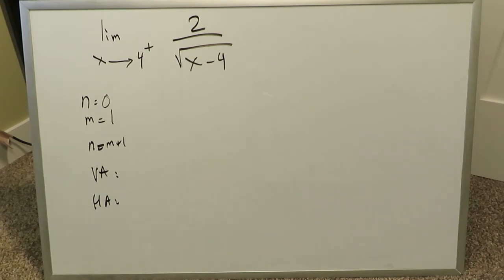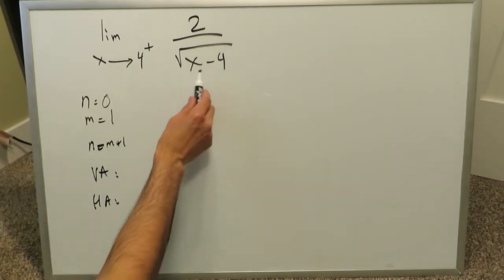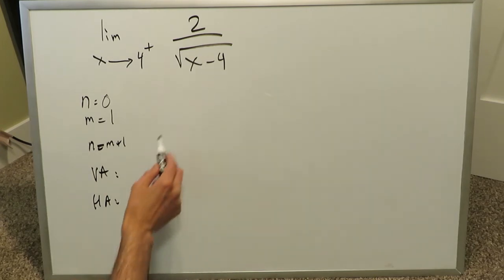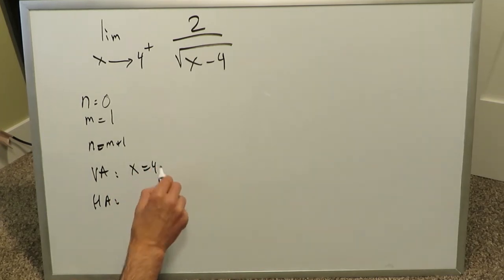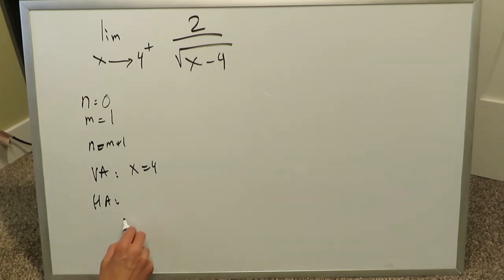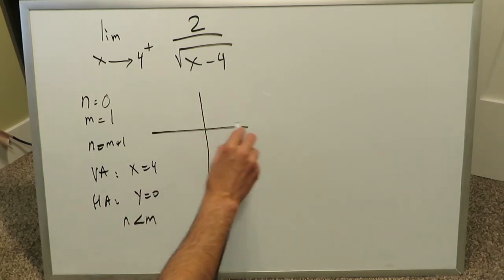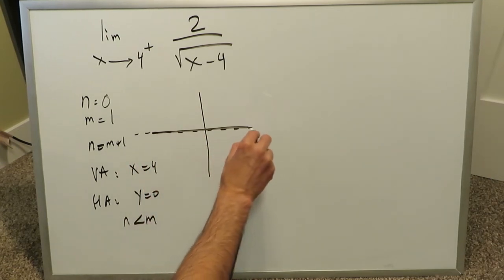If we were to put a 4 over here in place of x, you'd get a square root of a 0 in the denominator, and you cannot do that. So x equals 4 is a good vertical asymptote. Do we have a horizontal asymptote? Yes, we do. When n is less than m, you have a standard horizontal asymptote of y equals 0, which is basically your x-axis. So my x-axis over here serves as a horizontal asymptote.